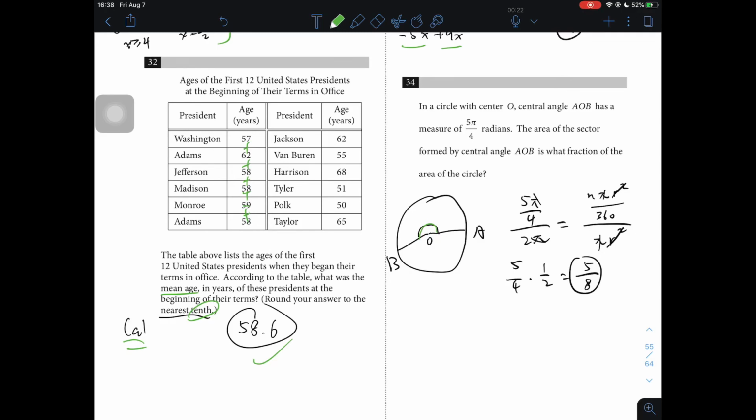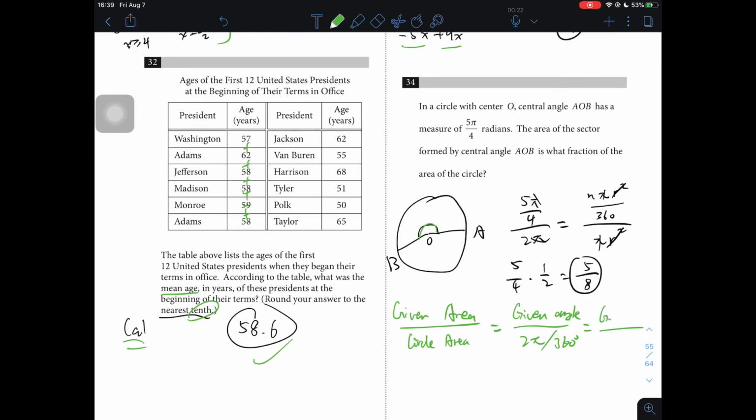So one little trick is that the asked area over circle area is equal to the given angle over 2 pi or 360 degrees or whatever they give you. It is also the same thing as, or I should just put given.